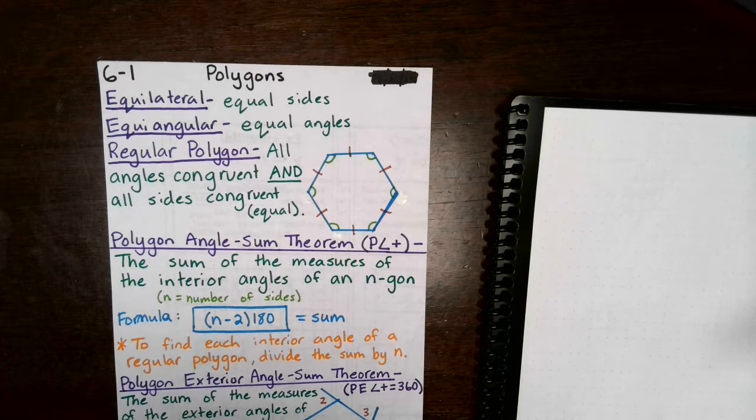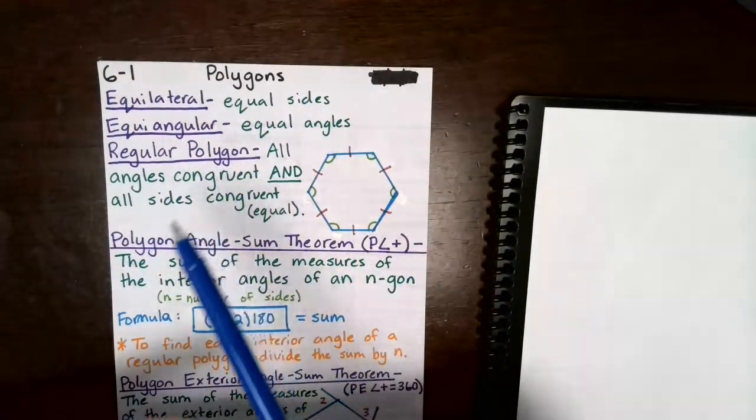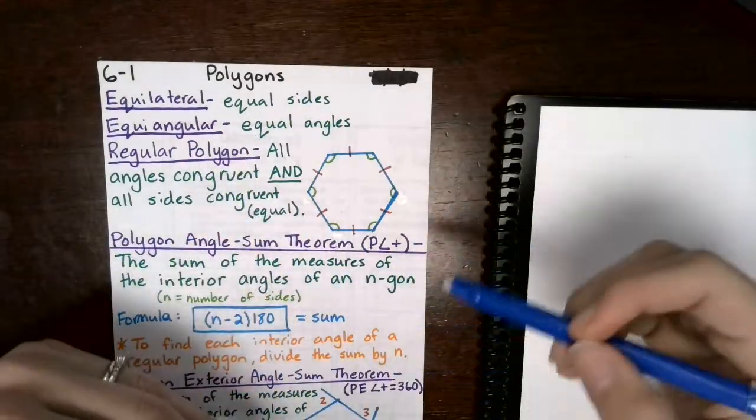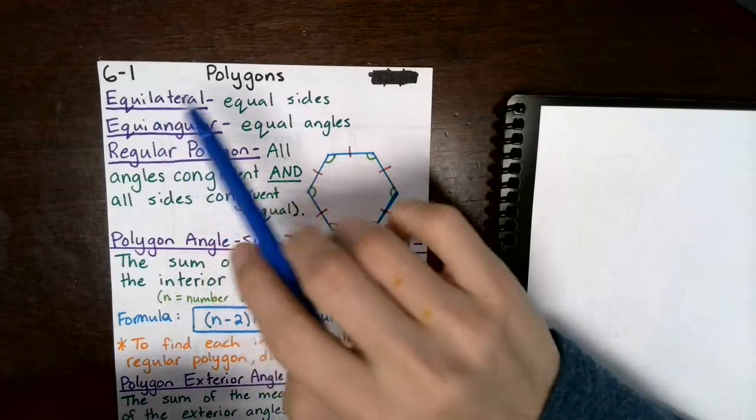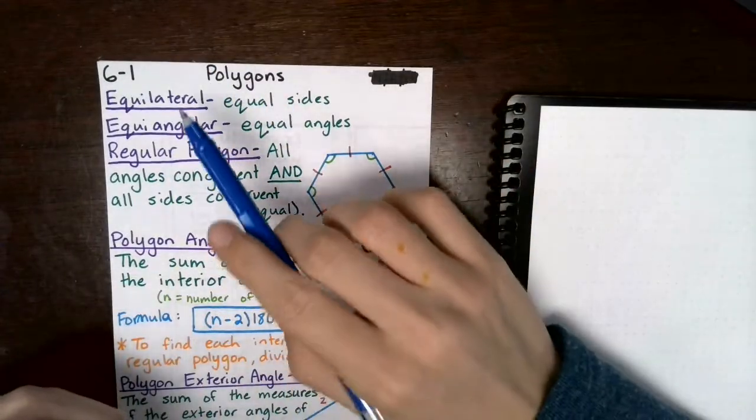Okay, so chapter 6 is all about polygons and quadrilaterals. First we have to learn about what a polygon is. Polygon just means many-sided figure, okay? So first we're going to talk about some vocabulary words that go with polygons, many-sided figures, okay?